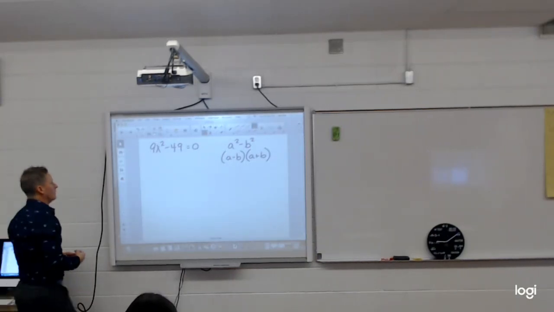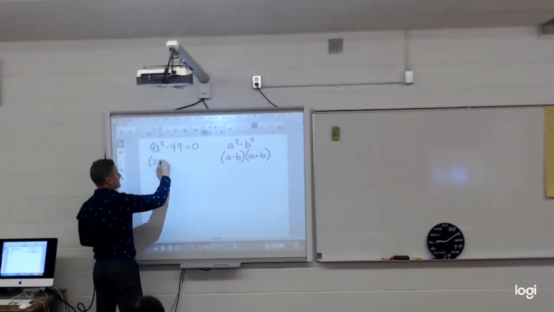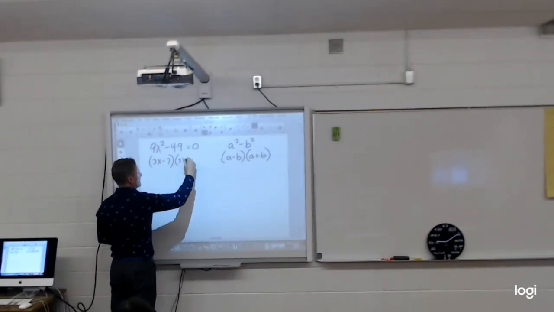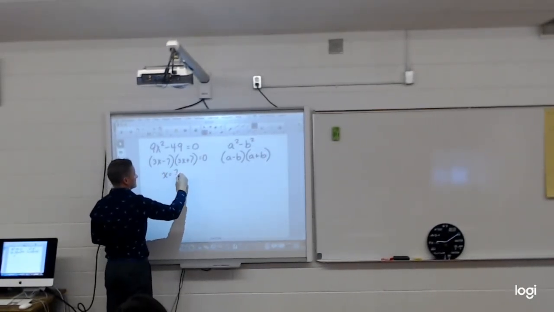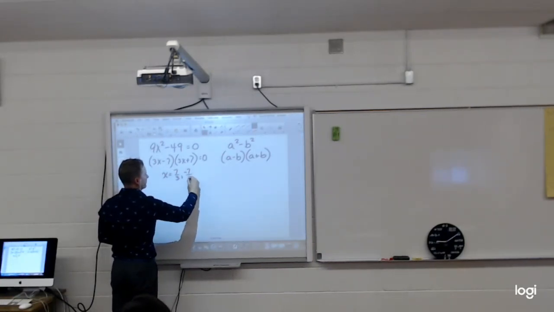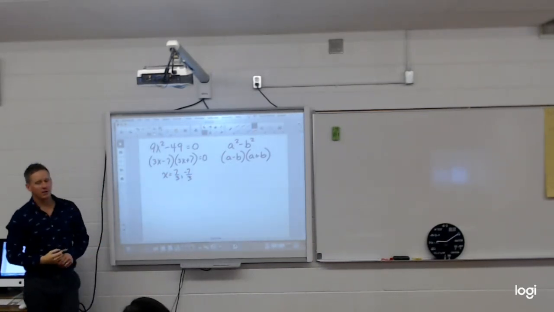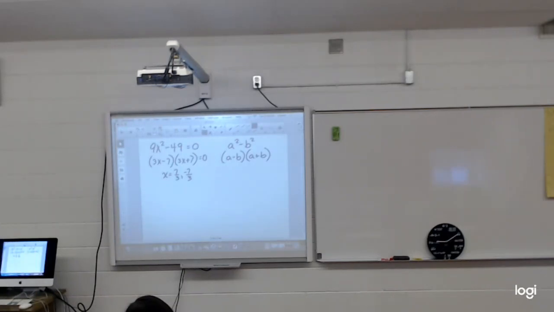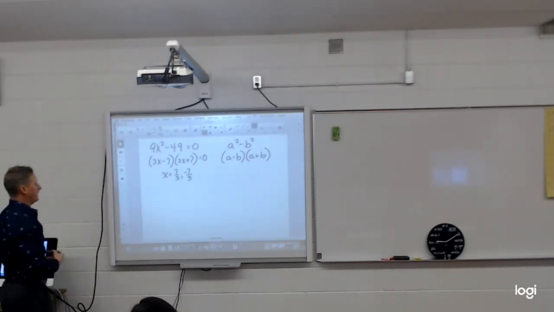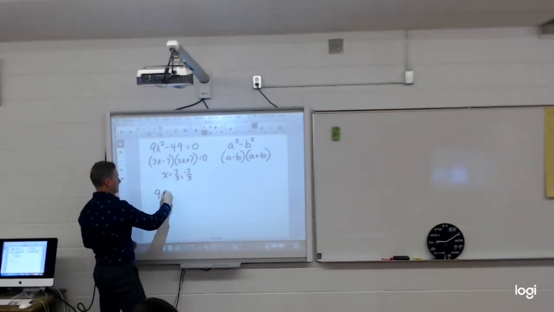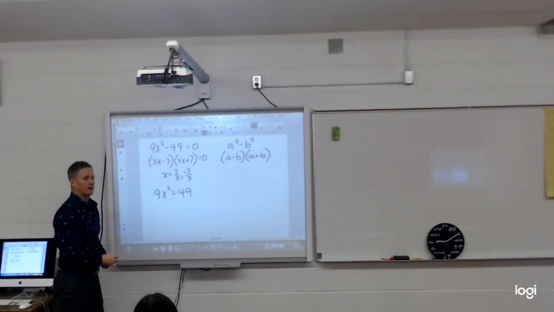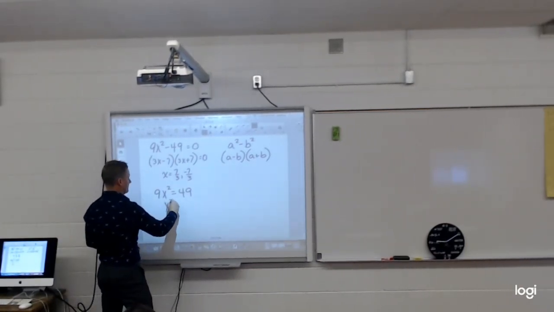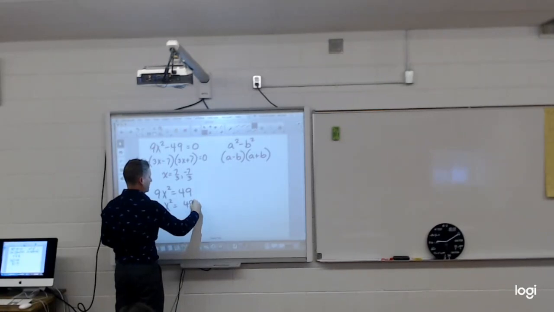Now, we can easily do that and go 3x minus 7, 3x plus 7 equals 0. Therefore, x is equal to 7 over 3 and negative 7 over 3. I do want to show you another way this question could have been done. And that is to solve for x. So 9x squared equals 49. Divide by 9. x squared equals 49 over 9.